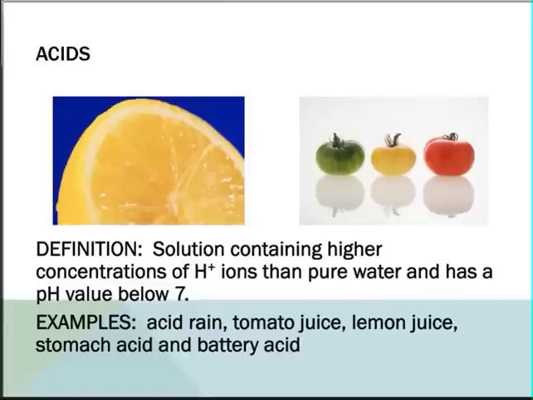When you're looking at a definition of an acid, it's a solution containing a higher concentration of H plus or hydrogen ions than pure water and has a pH value below 7. You could also say that acids are bitter, but most of the acids we're going to deal with, you're obviously not allowed to eat. But if you think lemons, when you eat a lemon, they're bitter. And examples, again, acid rain, tomato juice, lemon juice, stomach acid, and battery acid.